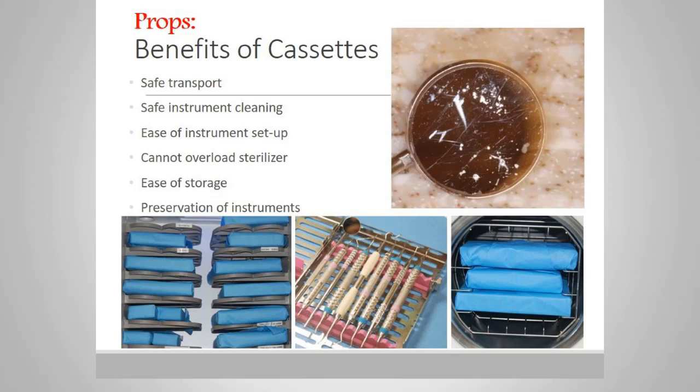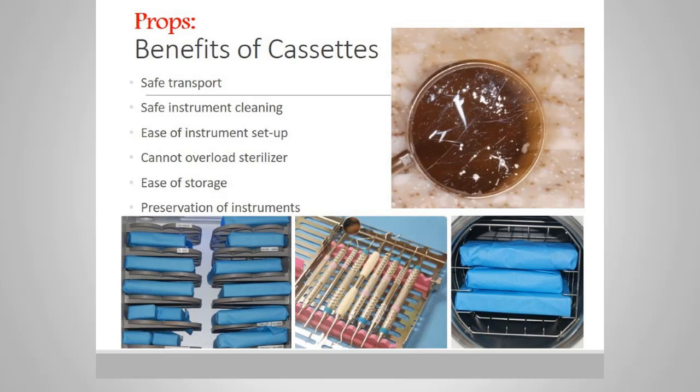If you look at the image on the lower right-hand side of a sterilization chamber, you can see that only 3 cassettes fit in there, and you cannot overload any more in there. It is physically impossible. Storage is easier as well. Look at the image on the left. You can see a shelf for each cassette on a shelf. They're easily identifiable, easily retrievable. So the storage is easier as well.